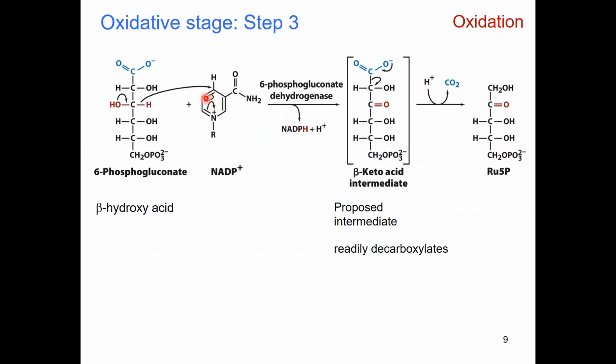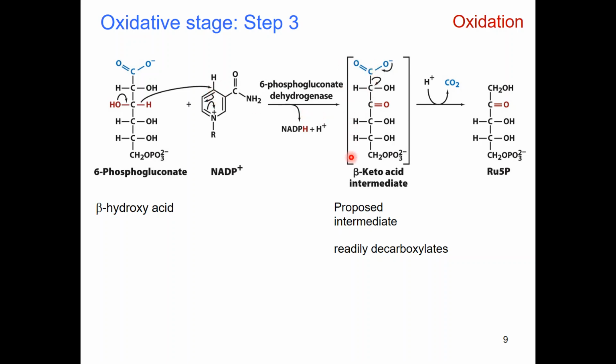So the next step, the last step of the oxidative stage, involves another oxidation-reduction reaction. So 6-phosphogluconate is actually a beta hydroxy acid, right? So upon deprotonation of the beta hydroxyl group, again, it's possible to use the electrons to form a pi bond between this oxygen and carbon, and this would release a hydride ion, which can attack this position of NADP plus, similarly to what we discussed for step 1.